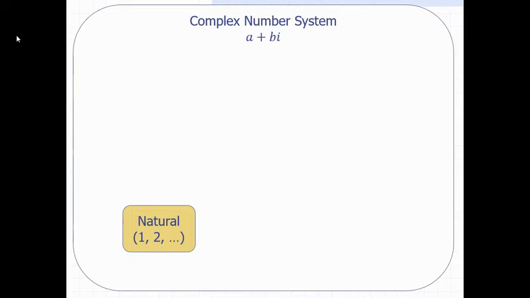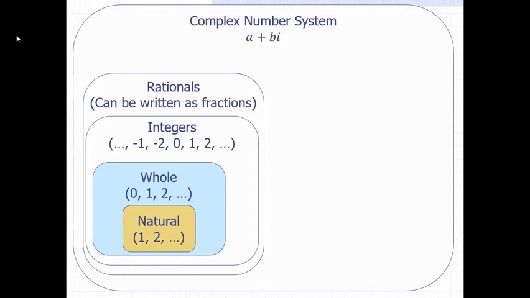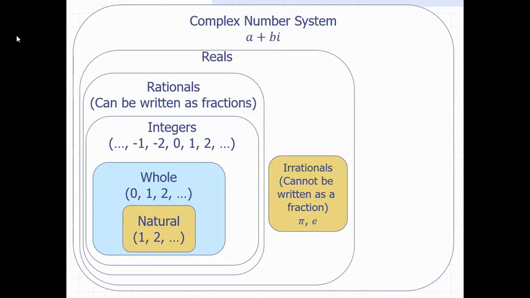So you learned back in elementary school, you had your natural or counting numbers 1, 2, 3. Whole numbers included a 0. Then there were integers, where you have negative numbers, 0, and positive numbers. Rationals can be written as fractions. Then we have irrationals. These cannot be written as a fraction and they go on forever. Our two examples here are pi and Euler's number. Okay, and these are all called real numbers.